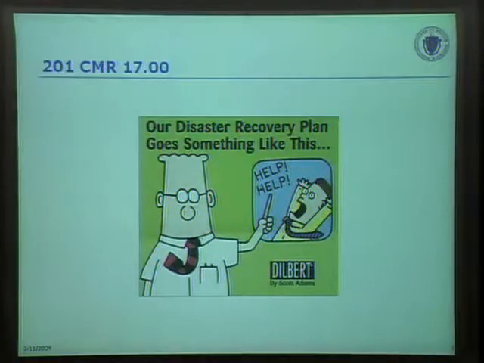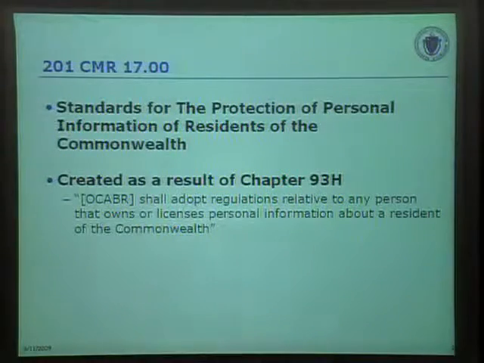201 CMR 17. It's the standards for protection of the personal information of the residents of the Commonwealth. It was created as a result of 93H. There's a little section in there that says the Office of Consumer Affairs and Business Regulation shall adopt regulations relative to any person who owns or licenses personal information about a resident of the Commonwealth. This doesn't just apply to people based in the Commonwealth. It applies to anyone doing business in the Commonwealth if you have information about Massachusetts residents.